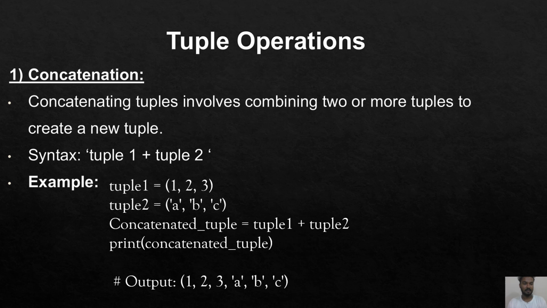Tuple operations. First one, concatenation. Concatenating tuples involves combining two or more tuples to create a new tuple. The syntax for concatenation is tuple1 plus tuple2. An example for concatenation: tuple1 is equal to (1, 2, 3), tuple2 is equal to ('a', 'b', 'c'), concatenated tuple is equal to tuple1 plus tuple2. Print concatenated tuple. The output for the above example is 1, 2, 3, a, b, c.